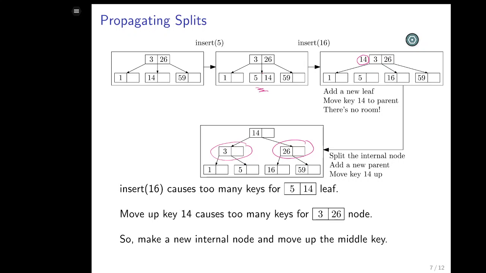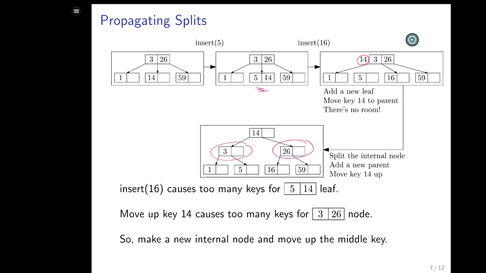Because the original root was full. It had m-1 keys in it, and then some child tried to jam another key into that node. So now there are m. It shares them between 2, so each of them has m over 2, and then it creates a new root that points at those 2.